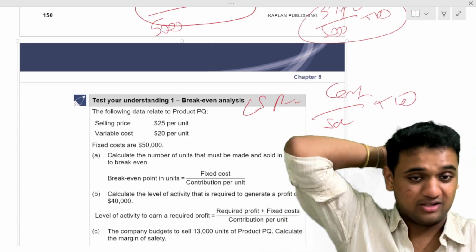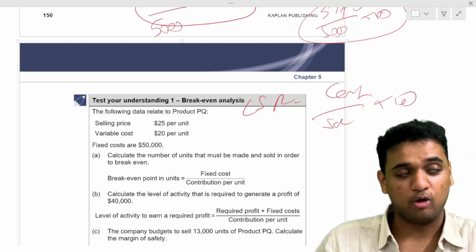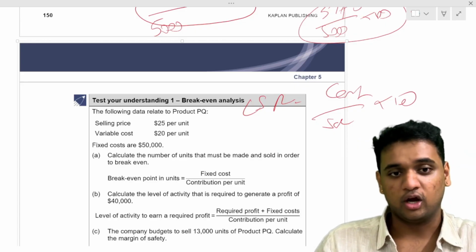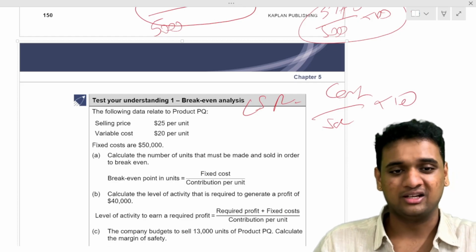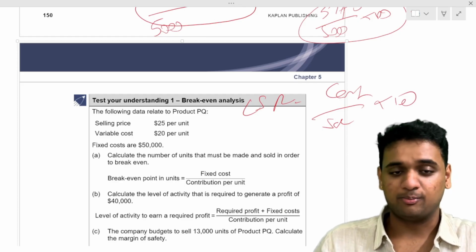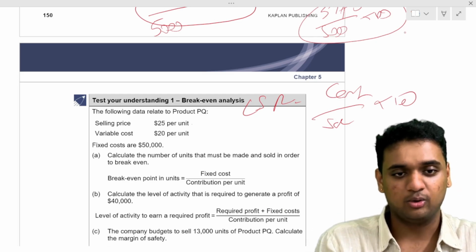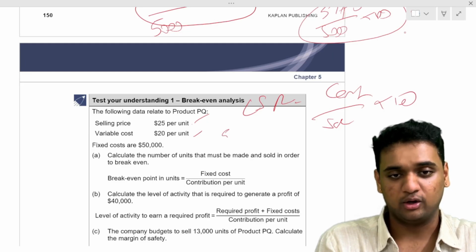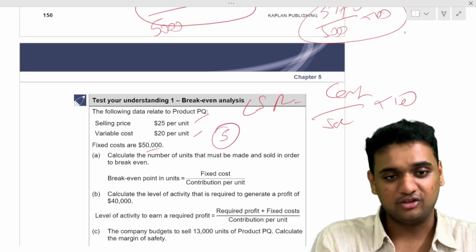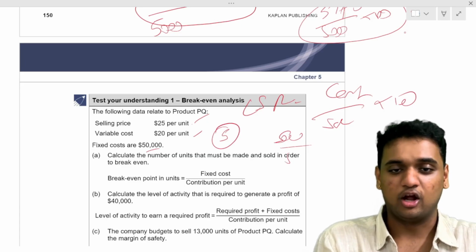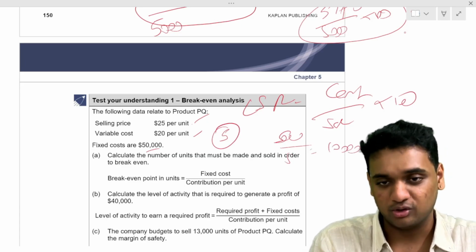Fixed cost is 50,000. Calculate the break-even point in units. What did you get? Fixed cost 50,000 divided by contribution per unit, that is 25 minus 20. If you do, you will get 5 rupees. Selling price per unit minus variable cost per unit gives the contribution per unit. Fixed cost 50,000 divided by contribution per unit 5, you will get 10,000 units as your break-even point.